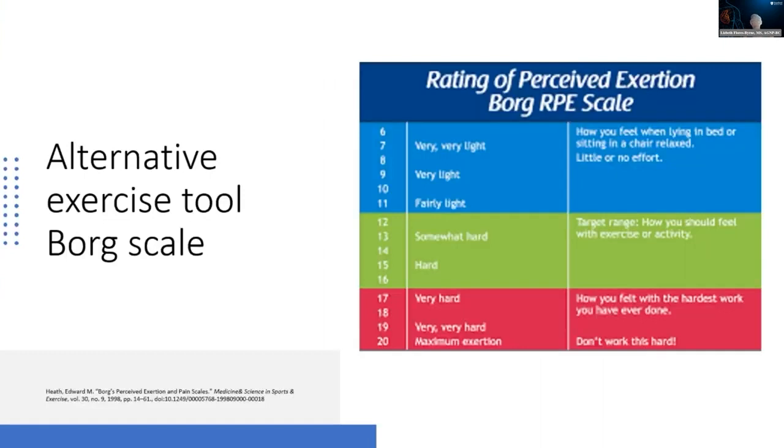So the Borg scale, developed by Dr. Borg, is a rating of perceived exertion, and it goes from 6 to 20. 6 to 11 is the perception that it's very light. 12 to 16 is somewhat hard, and 17 to 20 is very hard.